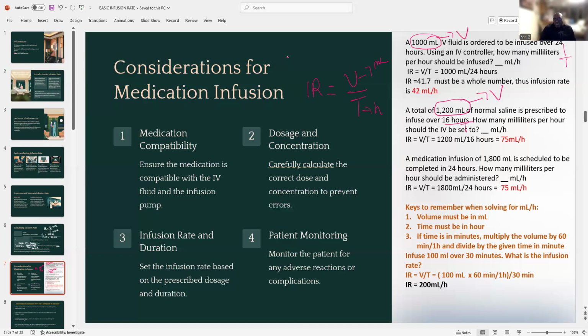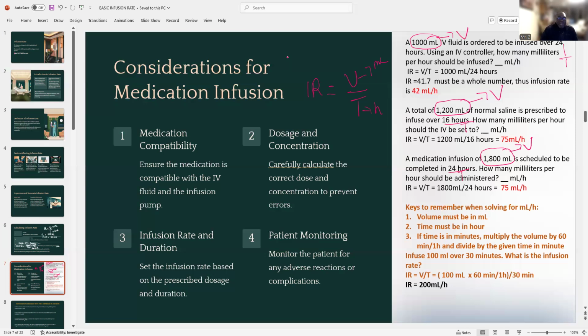Let's look at the third exercise. A medication infusion is 800 milliliter. So what is this? There we go. This is your volume. It's scheduled to be completed in 24 hours. So what is that? It's your time.